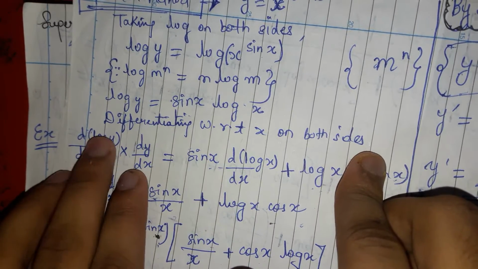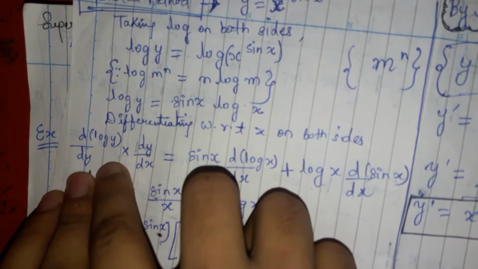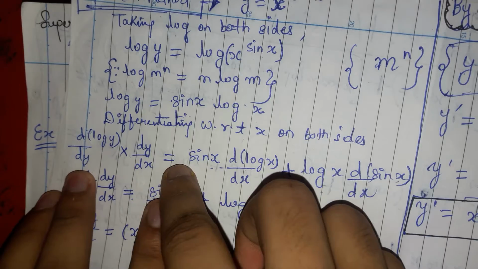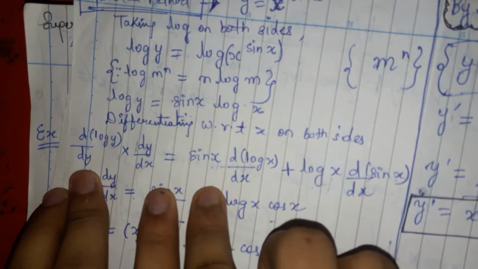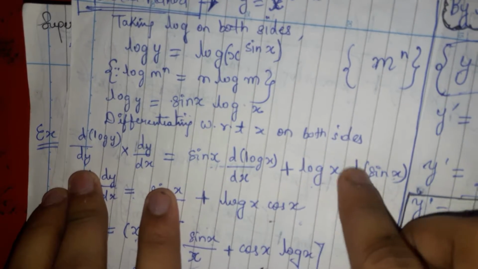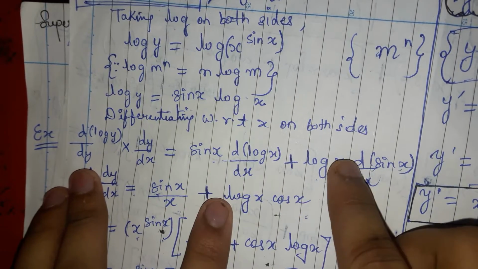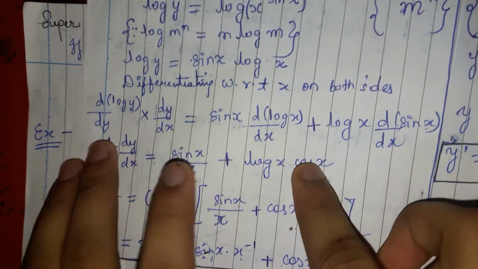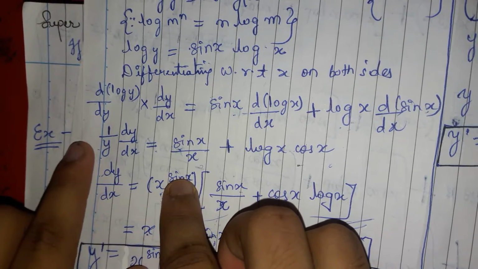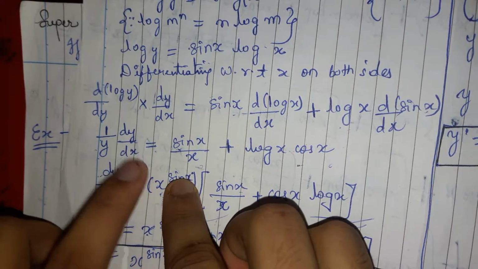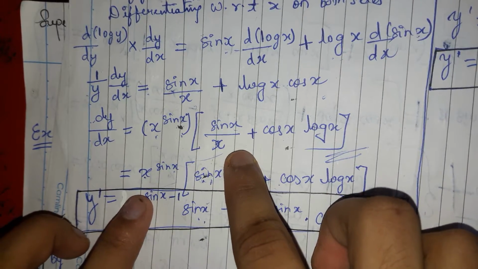So d log y upon dy, we have written with respect to x. By applying the chain rule, d log y upon dy into dy by dx is equal to the derivative of sin x log x. I applied the product rule, u dash v plus u v dash. So sin x d log x by dx plus log x d sin x. Sin x as it is, log x differentiates to 1 by x. So sin x by x plus log x cos x. Log x as it is, sin x differentiates to cos x. So dy by dx is x to the power sin x upon x plus cos x log x. This came from cross multiplication. We can leave the answer here also, but to match the answer with NCERT we have solved further.